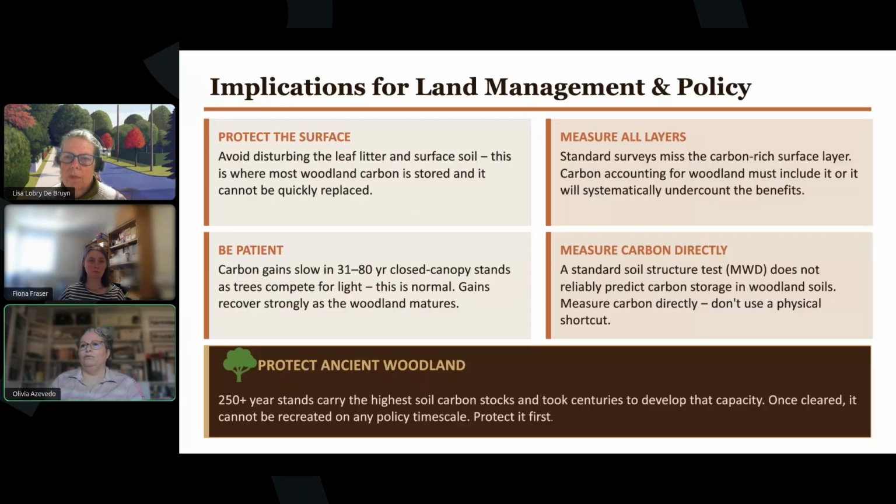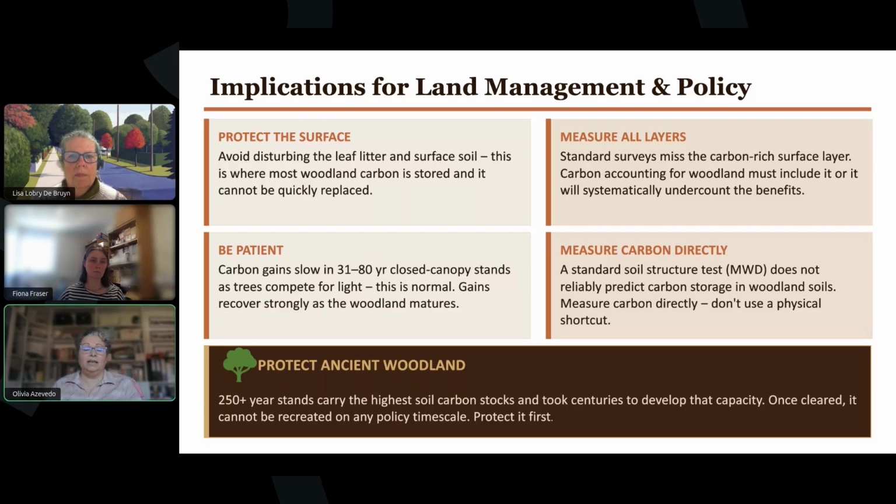So for land managers and policymakers, I'd highlight 5 things. One, protect the organic layer. Anything that disturbs or removes the developing organic horizon will reverse carbon gains from afforestation. This layer is fragile and irreplaceable on any management timescale.